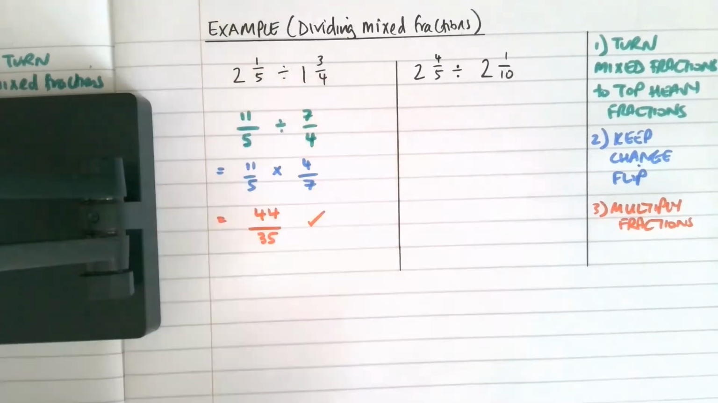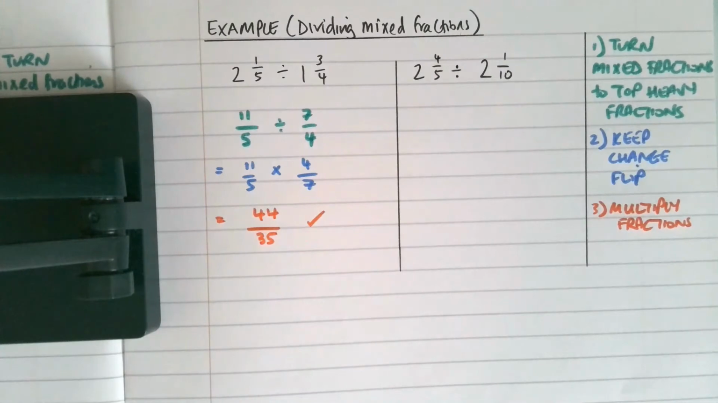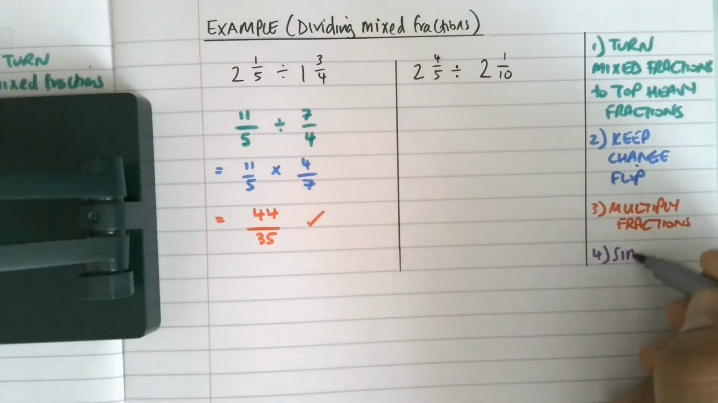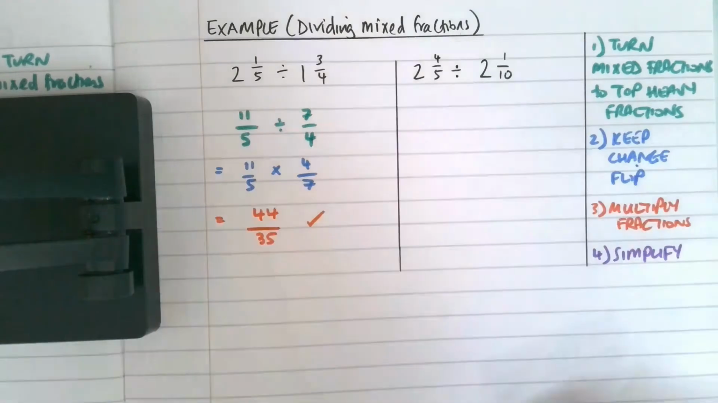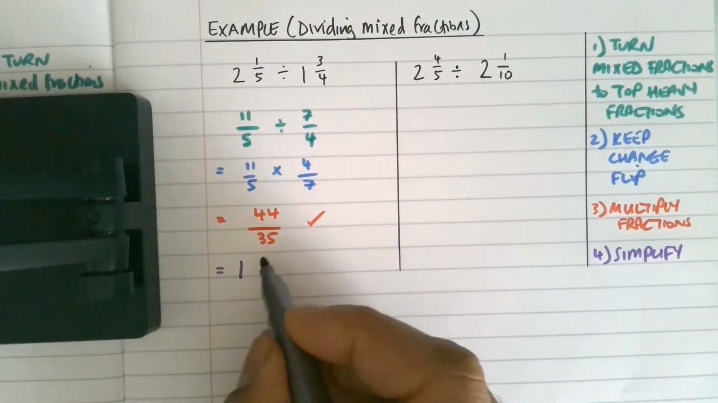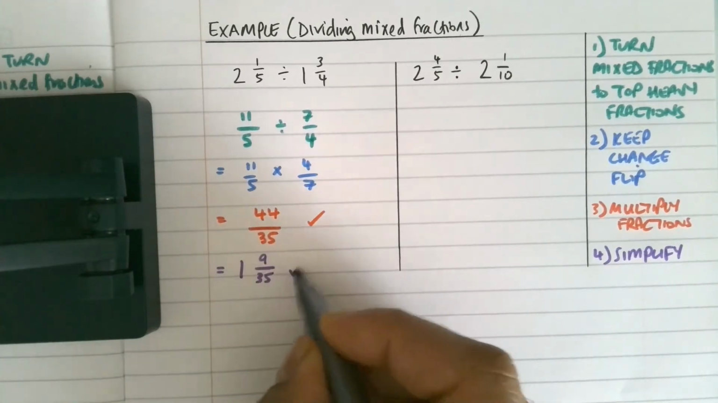Yeah, so that answer is correct. 44 over 35 is fine. But if you want to write that as a mixed fraction, then we know that 35 goes into 44 once, remainder of 9 over 35. So the last step is to simplify if possible. We can't, so we're going to leave it as a mixed fraction. So 35 goes into 44 once, there's a remainder of 9. We're still dividing by 35.